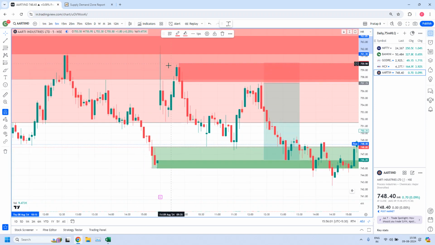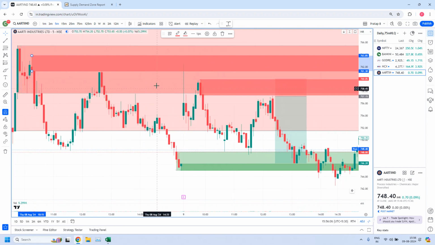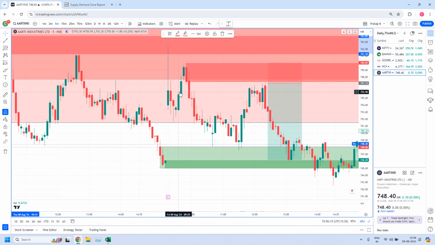Where is this zone created? Inside the fine-tuned 15-minute zone. This 15-minute zone we already identified after yesterday's end-of-day data. During analysis, we already identified this 15-minute zone. So that's why this is a new fine-tuned 5-minute zone.